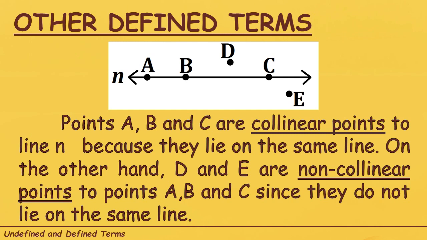On the other hand, D and E are non-collinear points to points A, B, and C since they do not lie on the same line. Ang points D at E naman daw ay non-collinear to points A, B, and C kasi wala sila sa iisang line. Kung mapapansin natin, nasa labas ng line si point D at point E.